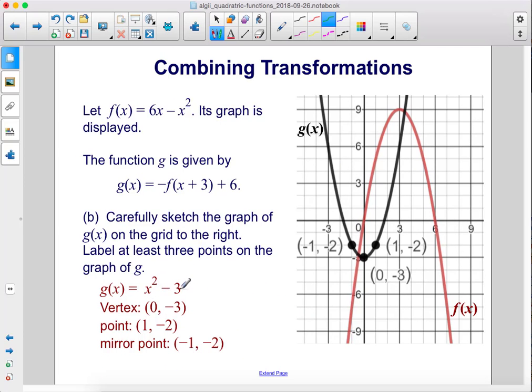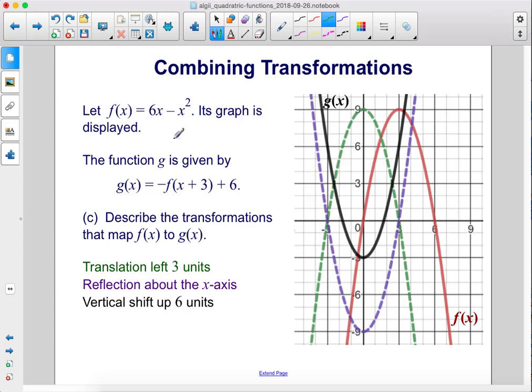Graphing x squared minus 3 is pretty easy. We start with our parent function, which is x squared, and then we just shift it down 3 units. So you see g of x here in black. We have the vertex at 0, negative 3. At x equals 1, we have 1 squared minus 3, which is negative 2. And then we can mirror that point across the axis of symmetry, which is the y-axis, and we get a mirror point at negative 1, negative 2.